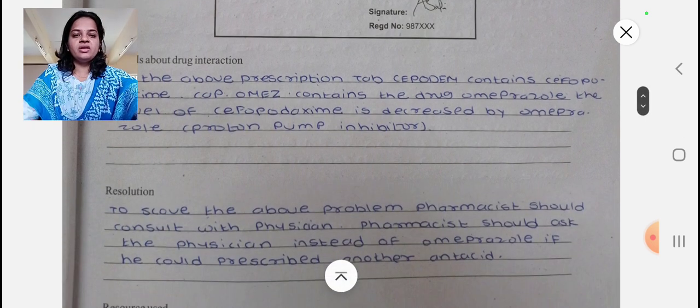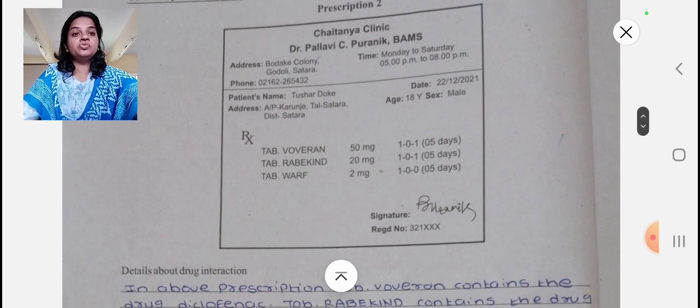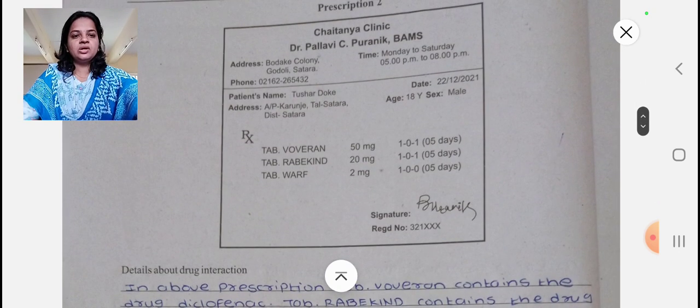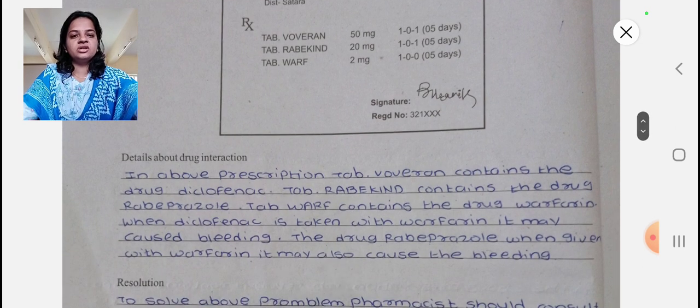Now, next is prescription 2. In prescription 2, three drugs are there, along with the prescriber's and physician's details. Voveron contains diclofenac. Rabicand contains rabeprazole, which is also a proton pump inhibitor. And Tab Warf contains warfarin. Warfarin is an anticoagulant drug. So in the above prescription, Voveron contains the drug diclofenac, Rabicand contains rabeprazole, and Warf contains warfarin.